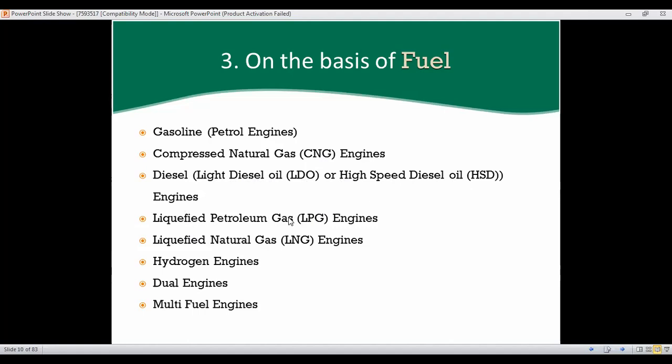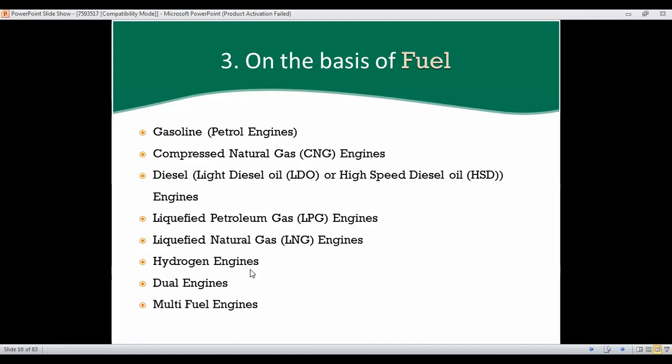Liquefied petroleum gas, LPG engine is also available. Liquefied natural gas, LNG. These short forms may be asked in your examination or MCQ. What is CNG, what is LPG, what is LNG? You have to memorize that.